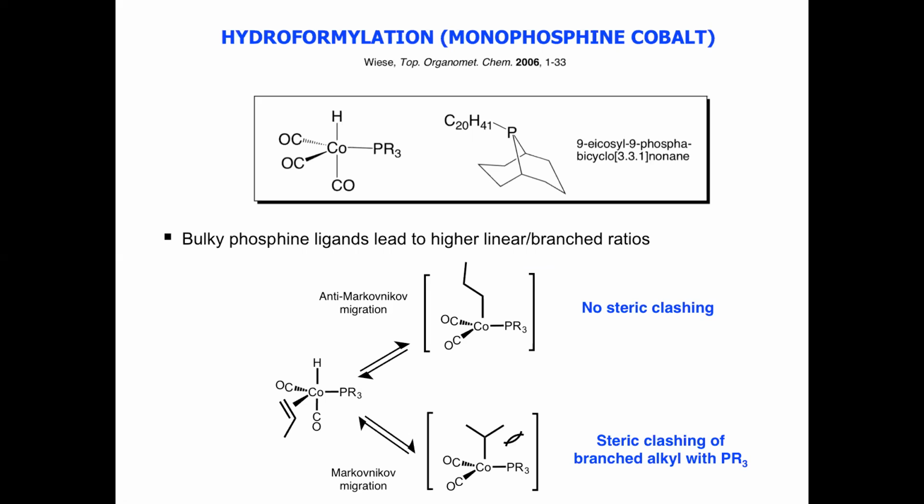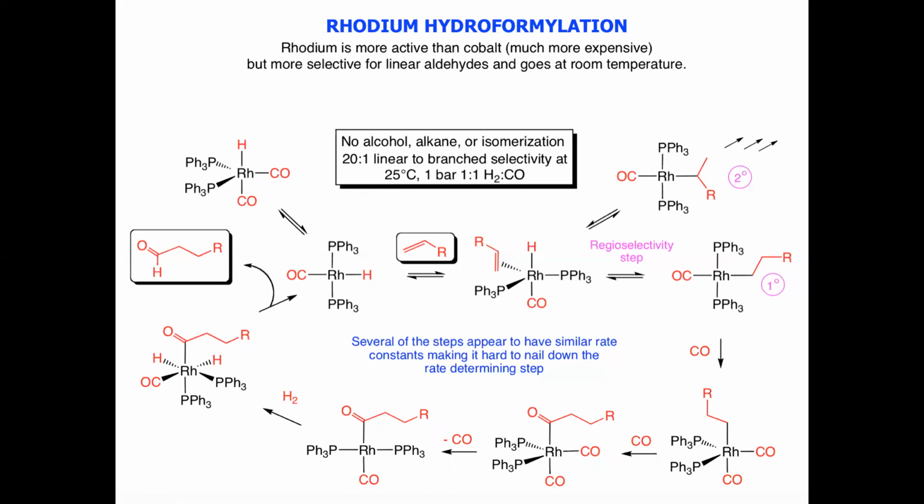And so using steric bulk in the catalyst is a great way to push us towards higher linear to branched ratios. Another way is to use rhodium catalysts instead of cobalt. And so in general, most rhodium catalysts tend to give much higher linear to branched selectivities compared to cobalt. In fact, in this case, for a relatively simple rhodium catalyst, we can get up to 20 to 1 linear to branched ratios. And quite amazingly, this can actually be done at room temperature with only one bar of syngas. And so we don't have to go to those really high pressures of CO in order to be able to get this reactivity.